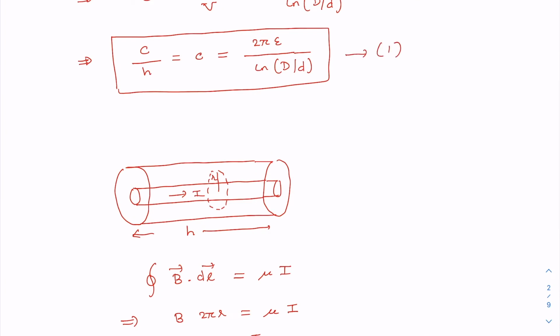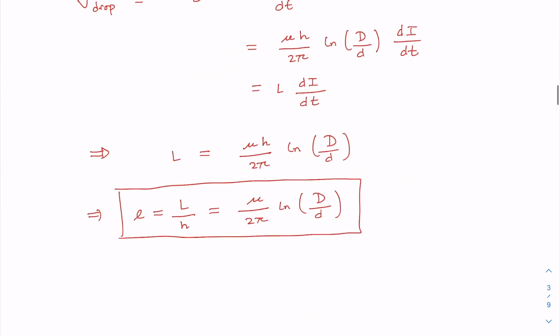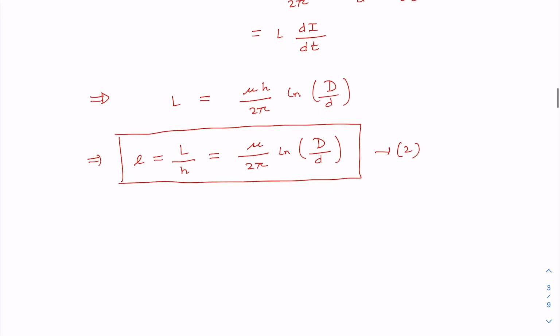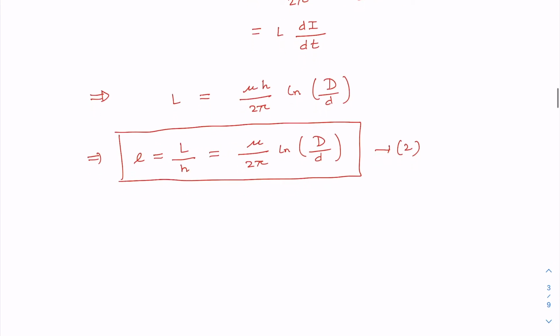So this is equation 1, and we have this equation 2. Finally we are asked to find the velocity of the electromagnetic wave. We already know from our transmission line discussion in class that the velocity is equal to 1 divided by square root of small l small c. If I put this in, please check it, you will get 1 by square root of mu into epsilon.